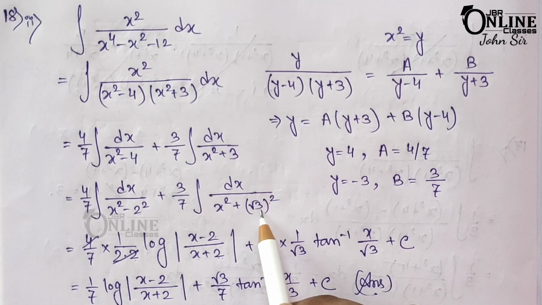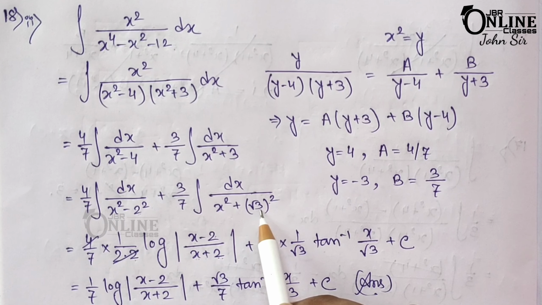Here the value of a equals 1. And this one is a square minus x square. So 1 by 2 into 1 by 2a. Here a also equals 1. And log a plus x, that means 1 plus x, by 1 minus x, plus c as your final answer.